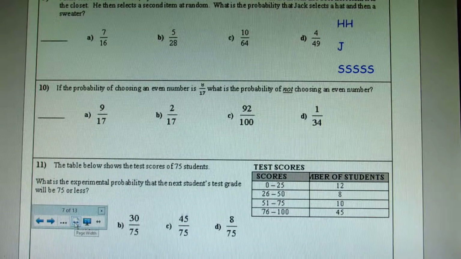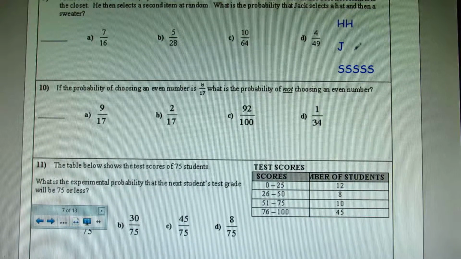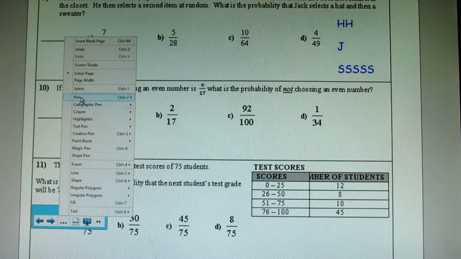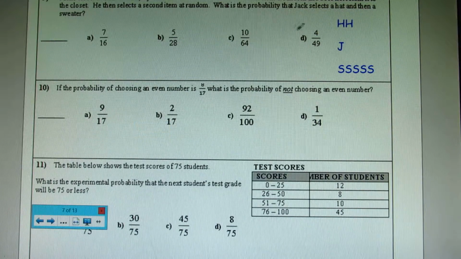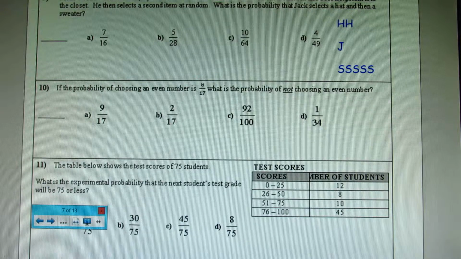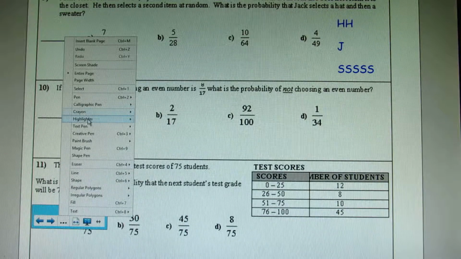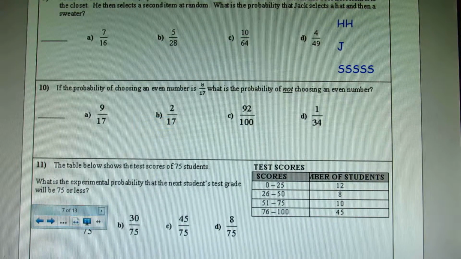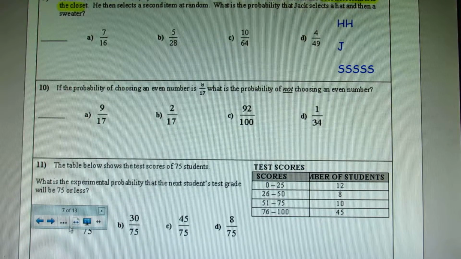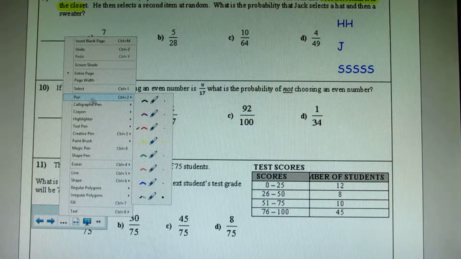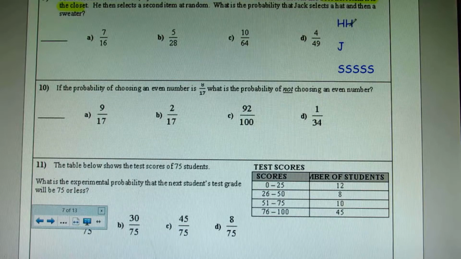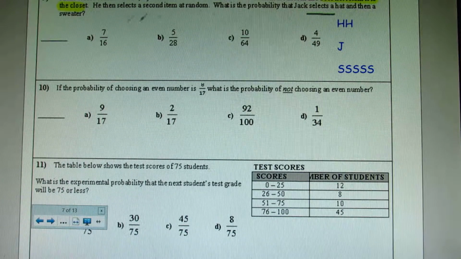Next one. Jack's closet contains 2 hats, 1 jacket, and 5 sweaters. Again, even though they're not colors, I can still write the letters out to help me. Jack selects 1 item at random and does not return it. That's important when you need to know about your probability, about your second fraction. That means I'm covering up my item when I'm done picking it. What is the probability that he selects a hat and then selects a sweater?